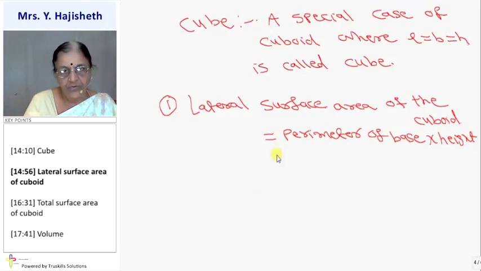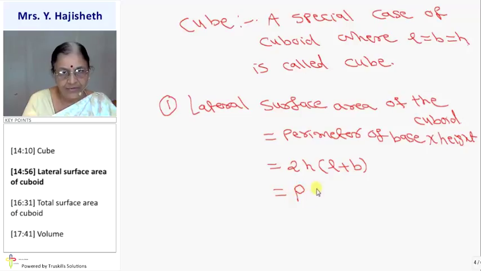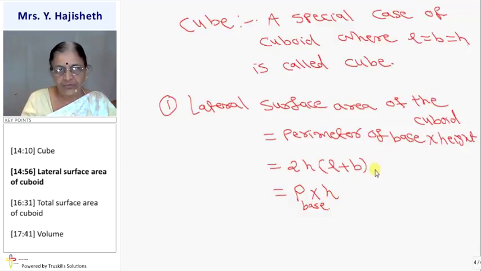So 2 times L into H plus 2 times B into H में से मैं 2H बाहर निकाल दूं तो अंदर क्या आएगा? L plus B. So 2 times (L plus B) we call it perimeter into height. Perimeter of base into height. Okay. So ultimately my formula is 2 times L into H plus 2 times B into H. This way also you can write.